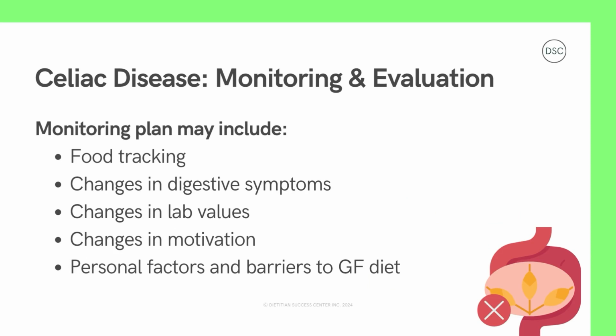Step number 4, nutrition monitoring and evaluation. A monitoring plan for a client newly diagnosed with celiac disease may include food tracking, which could be used to assess compliance to a gluten-free diet, nutritional adequacy, and diet quality at future appointments, changes in digestive symptoms, changes in lab values, including nutrient deficiencies, changes in motivational level, or personal factors that may impact diet compliance.